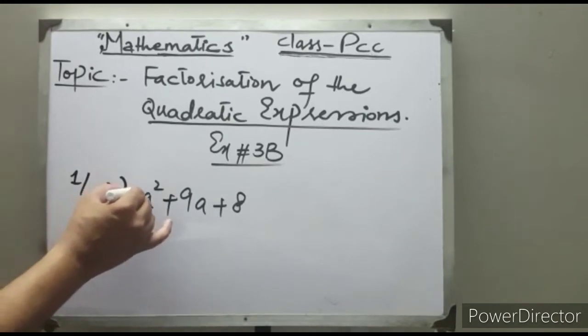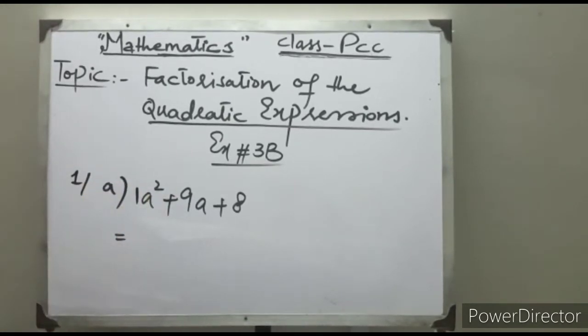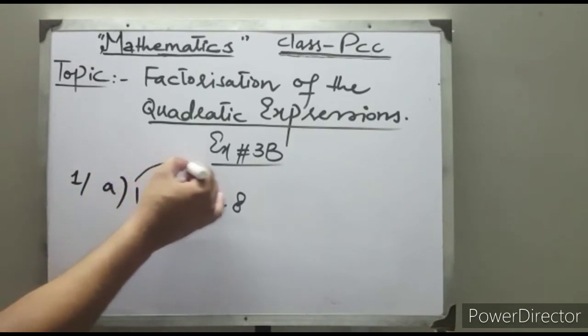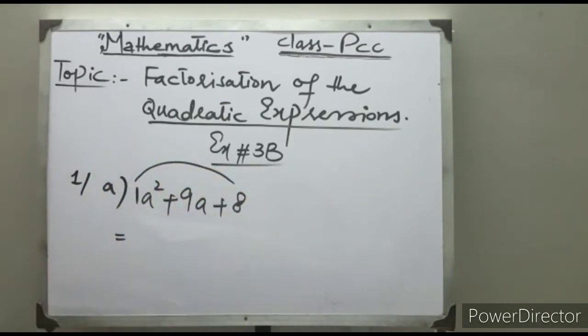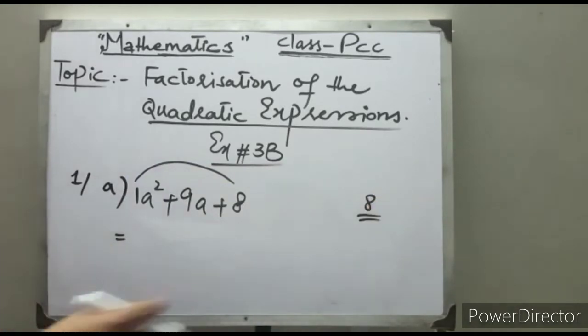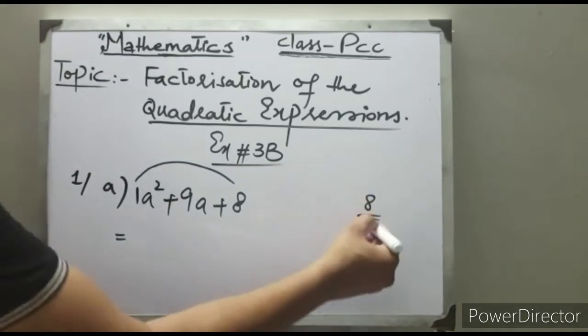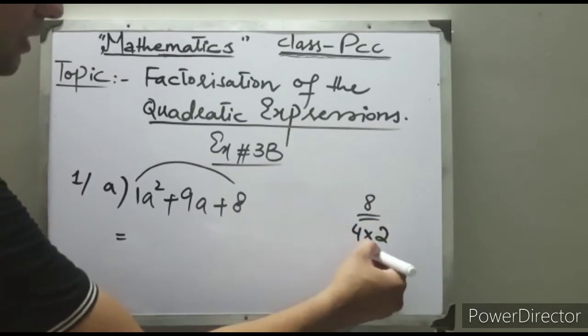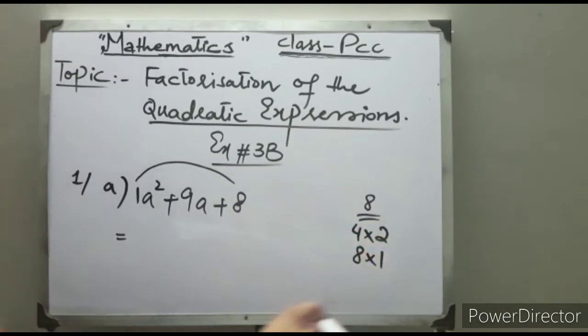The coefficient of a square is 1. Multiply this coefficient to the constant term 8 and write it on the right side of the page. Now write down the factors of 8, which are 4 multiplied by 2, 8 multiplied by 1. You have to pick the right factor.